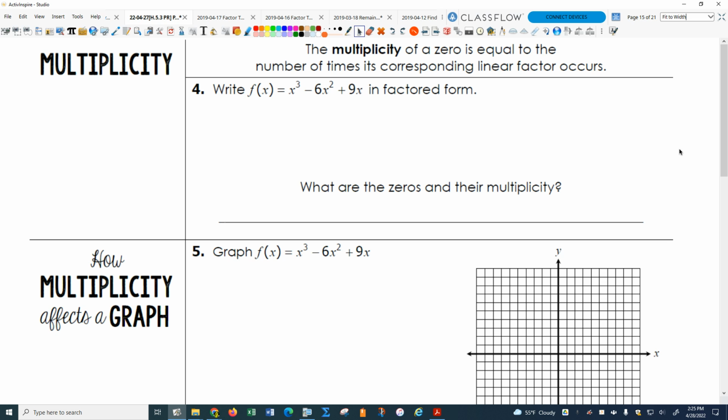F of x equals x cubed minus 6x squared plus 9x. How would we factor that? We haven't factored stuff in a little while, but it hasn't been that long. What am I going to do? What do I always try to do first when I'm factoring?